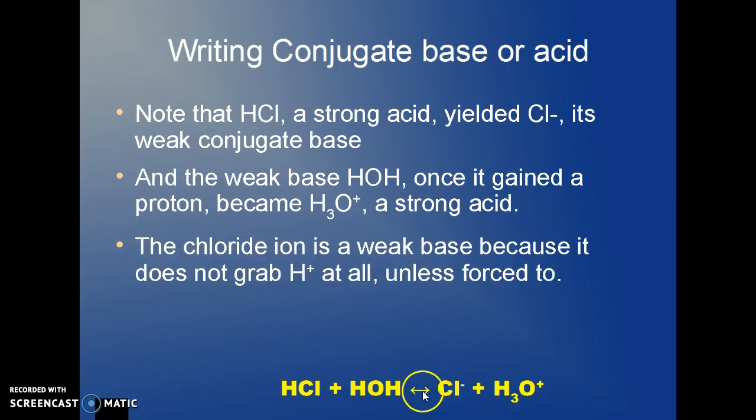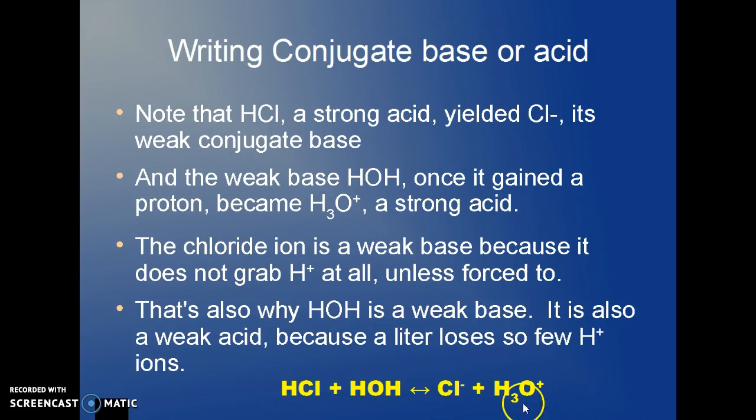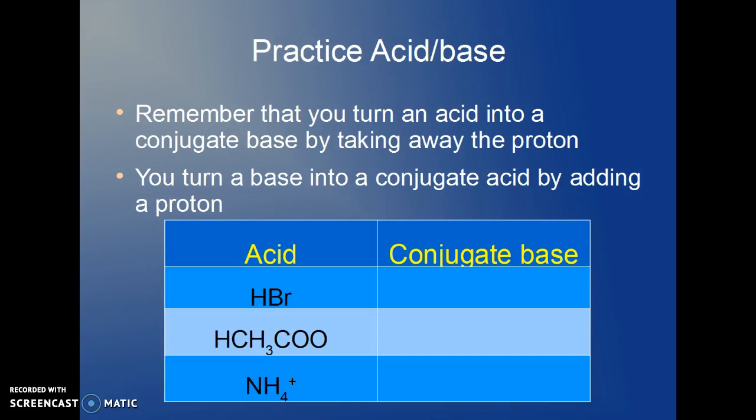The chloride ion is a weak base because it really isn't interested in grabbing a hydrogen ion at all. It has to be forced, say by reacting with concentrated sulfuric acid. It must be forced to take hydrogen ions. That's also why HOH is a weak base, because there's so few hydrogen ions. Remember, in a liter of water you've got 10 to the negative 7th molarity, very, very small concentration.